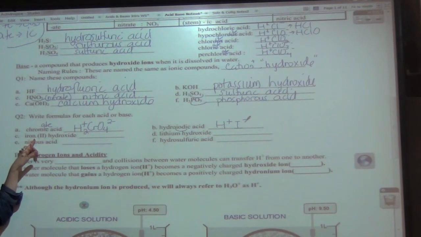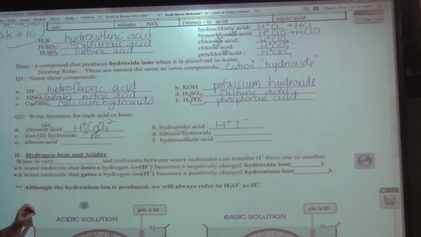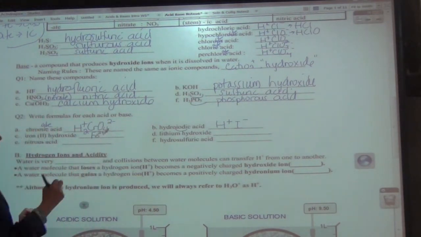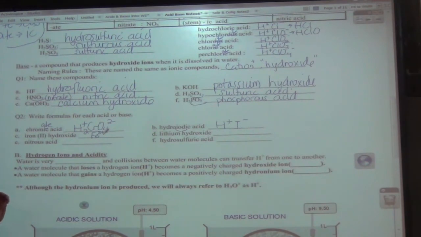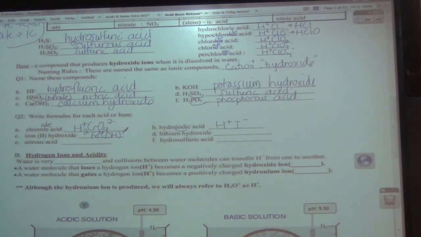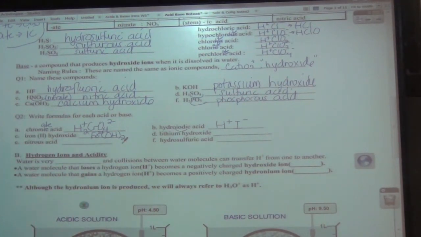Next one, iron 2 hydroxide. Okay, so iron, in this case, what is this 2 referencing? So next person, what's this Roman numeral 2 referencing? What does that mean? It's like the charge. Perfect. So that's iron's charge is a +2. And then hydroxide, next person, hydroxide is what? OH. And so we're going to put OH minus. And next person, now what do we do? Crisscross. Awesome. The 2 is going to come right down there, and we get Fe(OH)2.